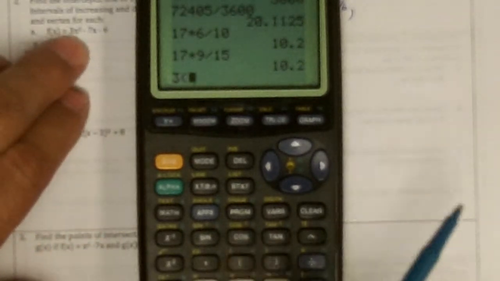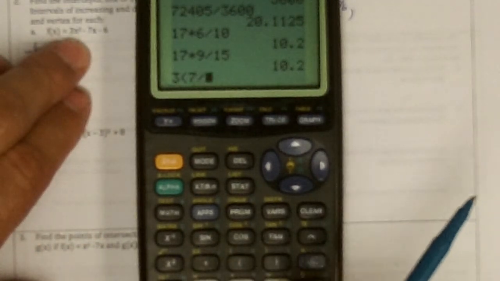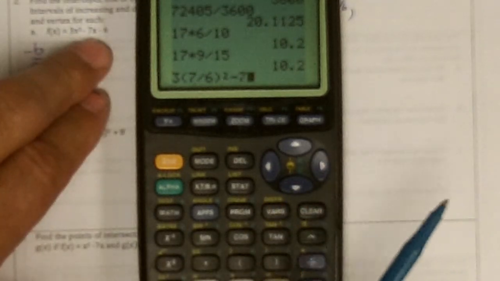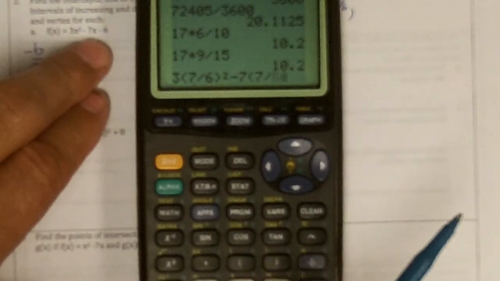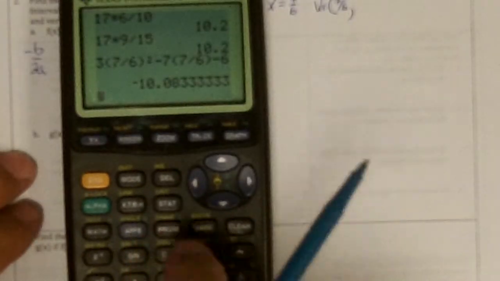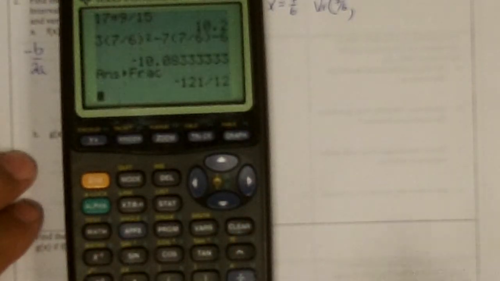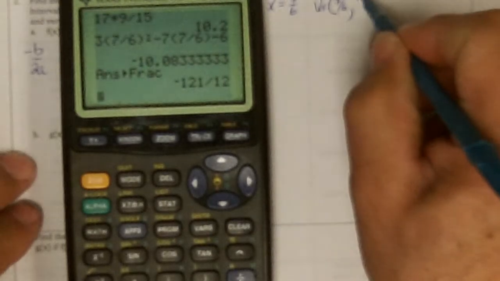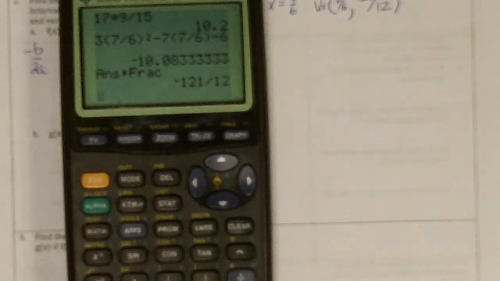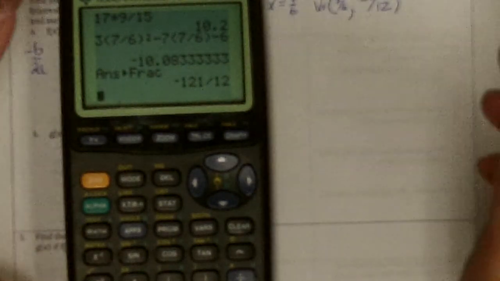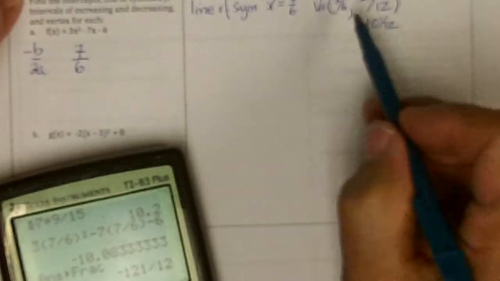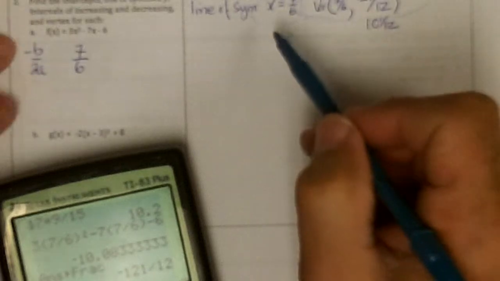3 times (7 divided by 6) squared minus 7 times (7 divided by 6) minus 6, and then I'm going to change it to a fraction, and I get 121 divided by 12. And that's the vertex, which is 10 and 1/12. Okay, vertex, axis of symmetry.